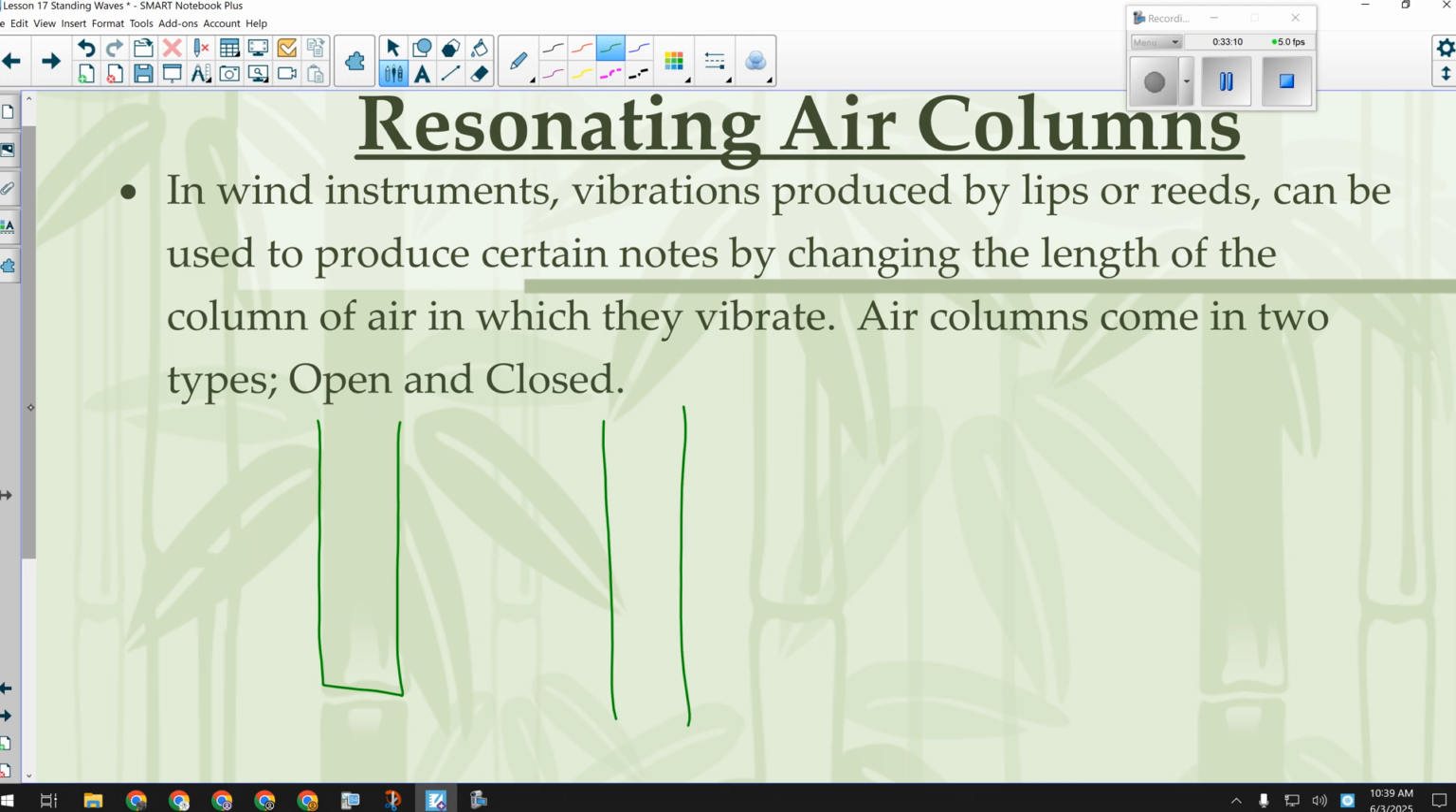Now remember, sound is a longitudinal wave, so it's a compression and a rarefaction going together. We don't actually see the longitudinal waves, but we draw them like they're a transverse wave because those are easier to visualize. Now, for a closed air column, the first time we get a sound in the closed air column, it's going to look like this. We're going to get that much of a wave in the tube. So this is the start of the wave, this is the end of it. So a full wave looks like this.